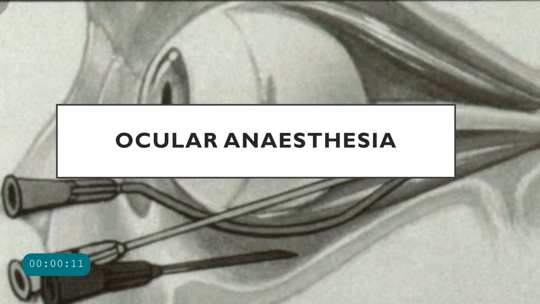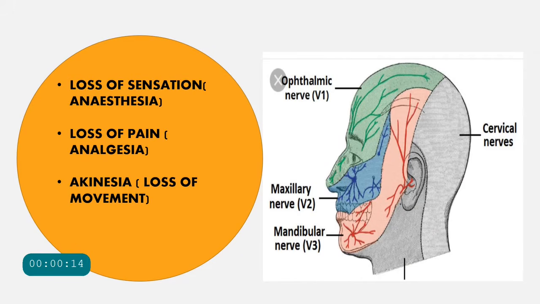Today we are studying ocular anesthesia. Now the purpose of ocular anesthesia is the loss of sensation, that is called anesthesia, loss of pain, which is called analgesia, and the third one is the loss of movement, which is called akinesia. So these are the three important A's that we must remember with respect to local anesthesia.